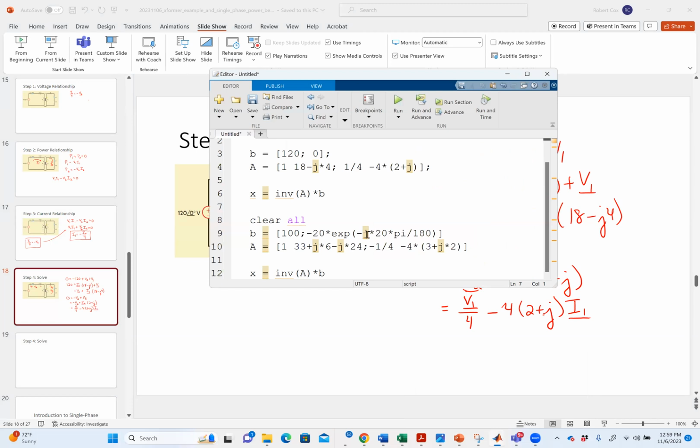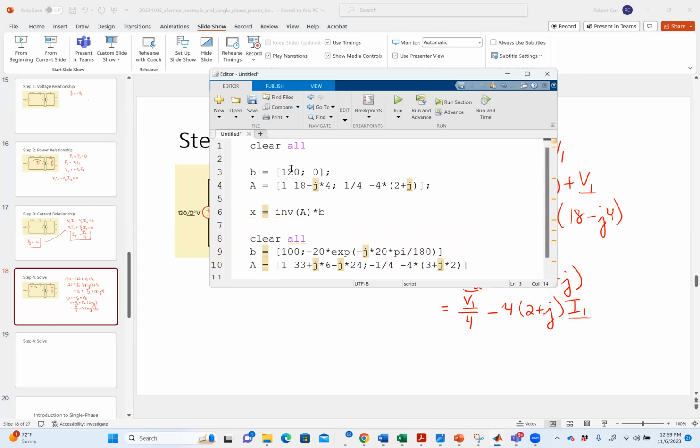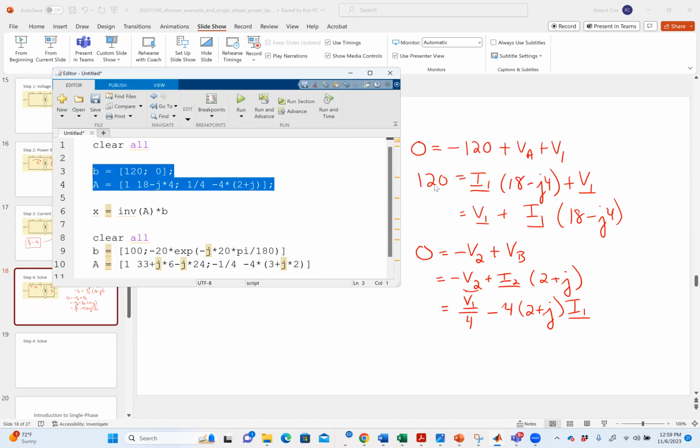All right. So I set up basically this particular system in MATLAB right here. Here's how I did it. If I move this to the side, you can see I've got two equations here. The first one, 120 equals, this is the V1 term. The first coefficient, in the first row, is the V1 term. The second coefficient, the 18 minus J4, that's the I1 term. And then on the bottom side, I have V1 over 4, so that's the 1/4 that I have right here, and then the minus 4 plus 2J.